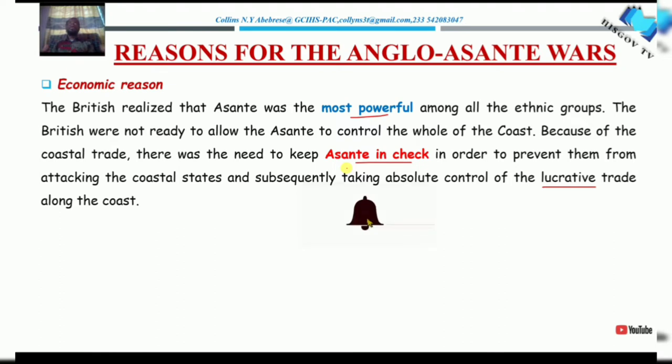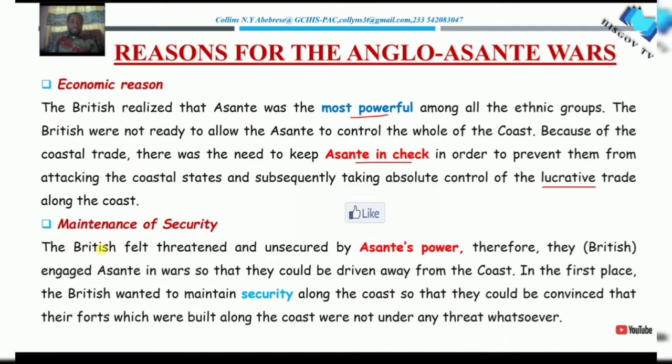And so there was the need for the British to silence the Asante Empire. And the only way that they could do that was to attack them and probably make them a colony or a vassal state. Good. So let's look at the next one. The next reason for the Anglo-Asante Wars was also the maintenance of security. Now, the British wanted to maintain some level of security, okay?